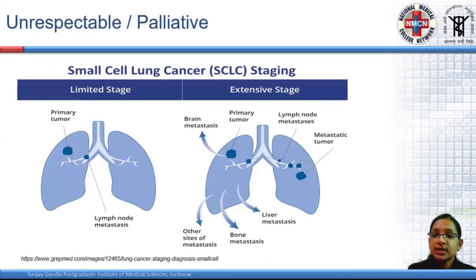Coming to small cell carcinoma staging, it is divided into limited or extensive stage. Limited is when the tumor is involving only the primary site with associated involvement, but extensive is when there is extensive tumor involvement to multiple sites like brain, liver, bone, or any other site of metastasis, or to the contralateral lobe.